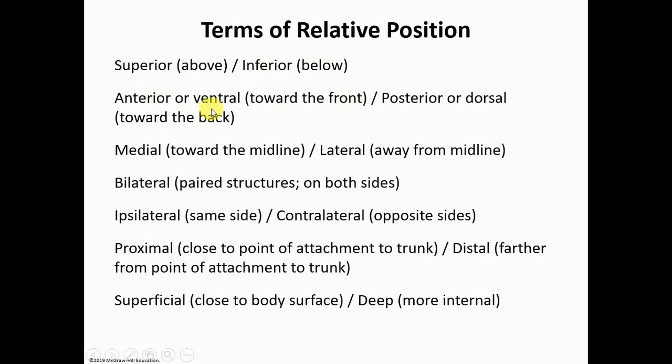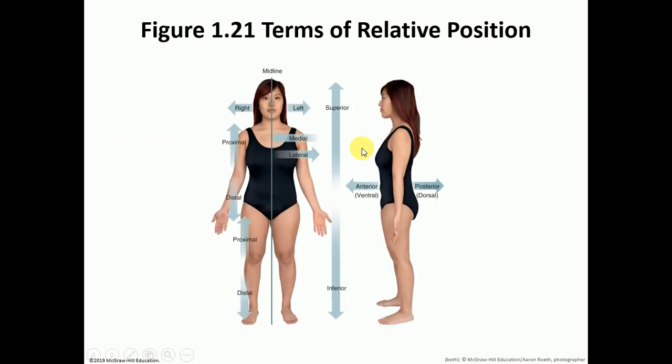Now, further away or towards the midline: medial and lateral. So I'm going to show you an image. This right here is the midline of this young lady. Closer to the midline is medial. Further away from the midline is lateral. If you look at point A and point B, point A is medial, point B is further away from the midline, and that is known as a lateral point.